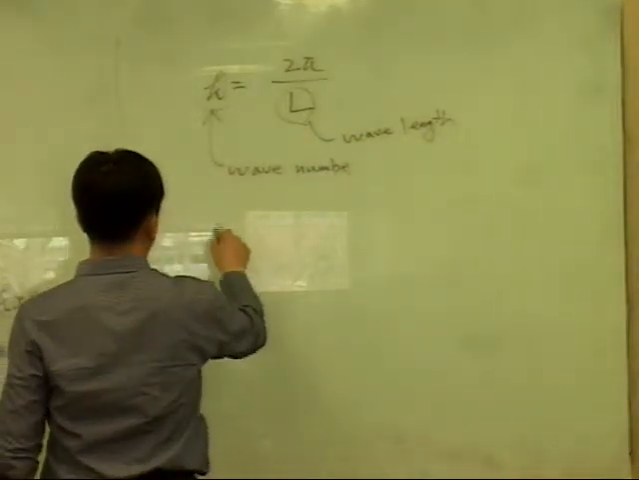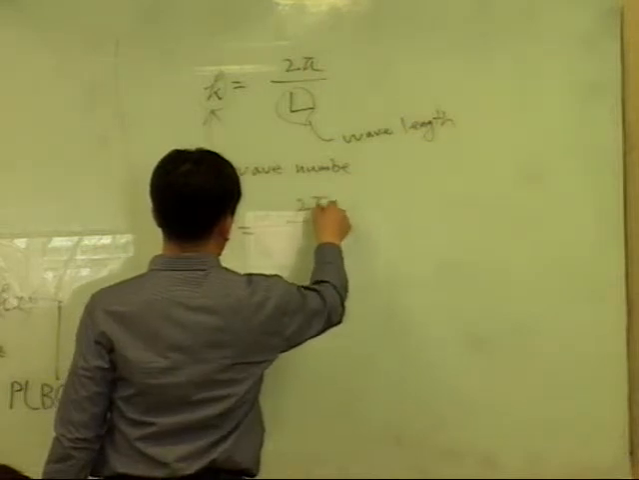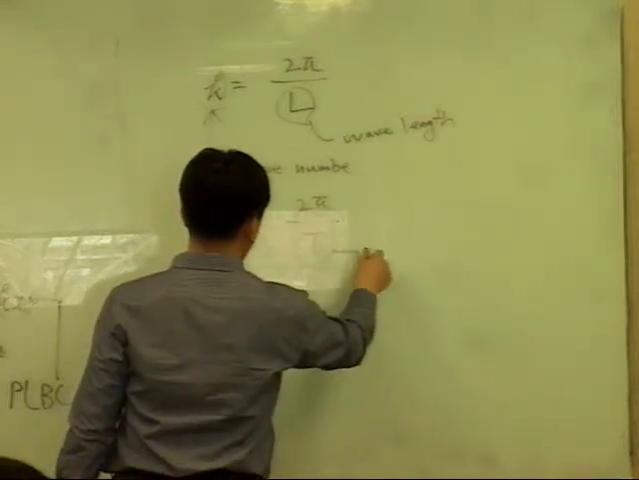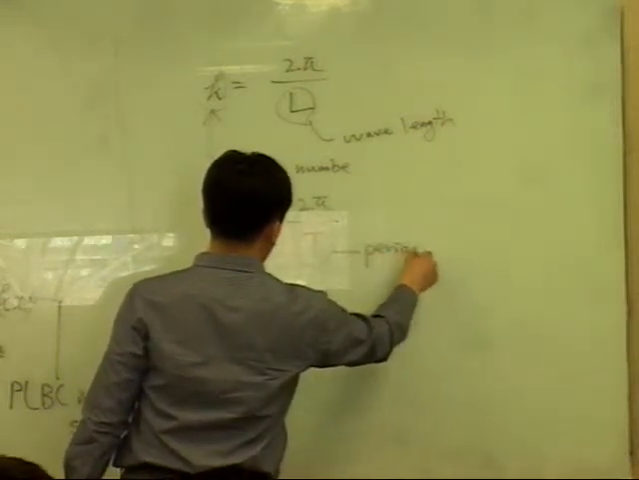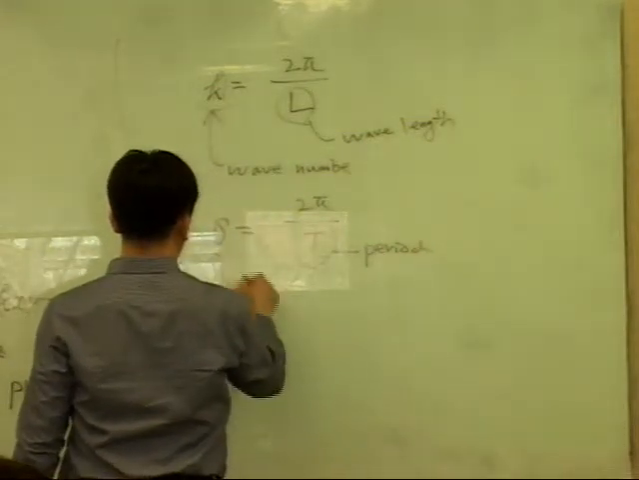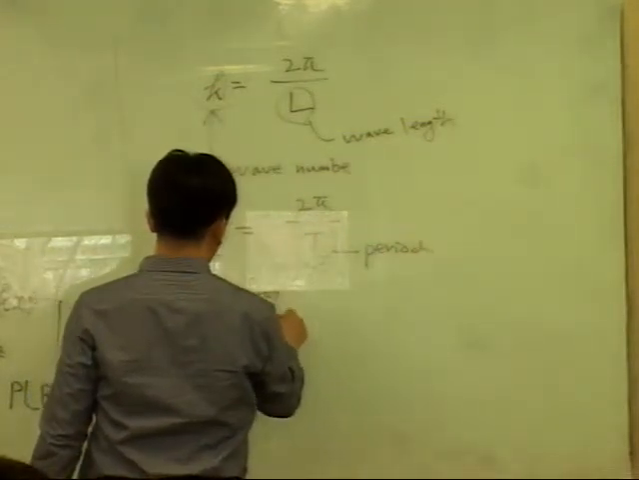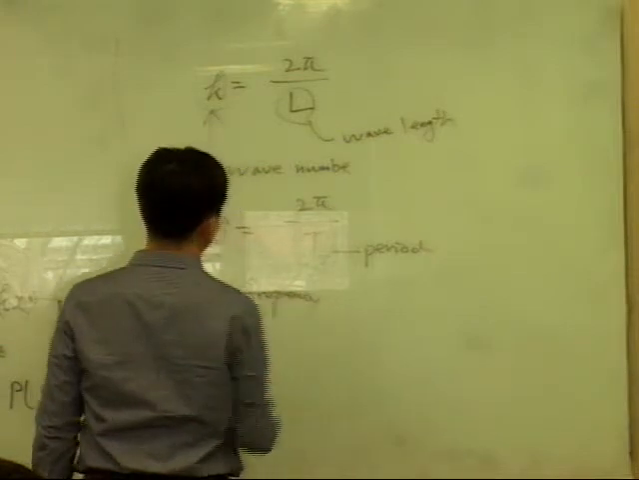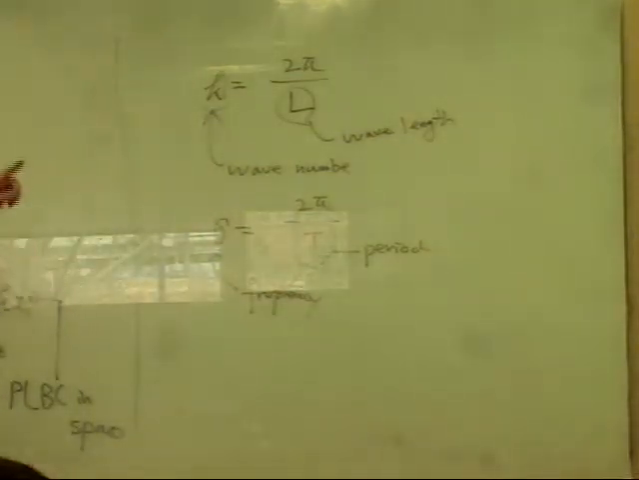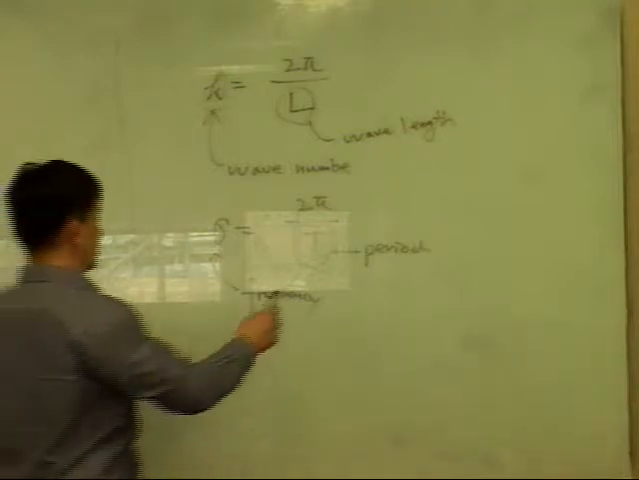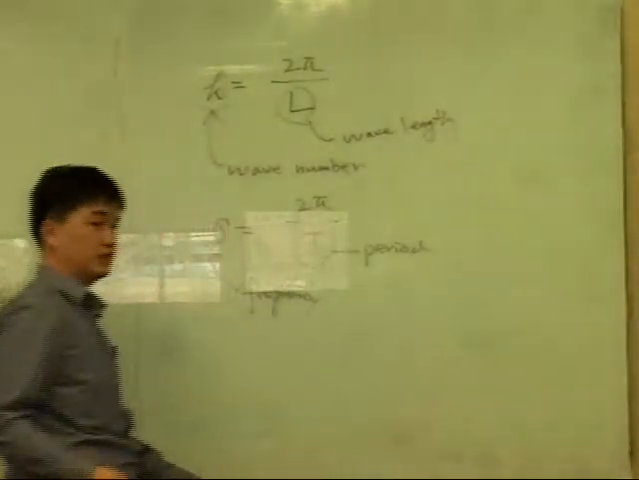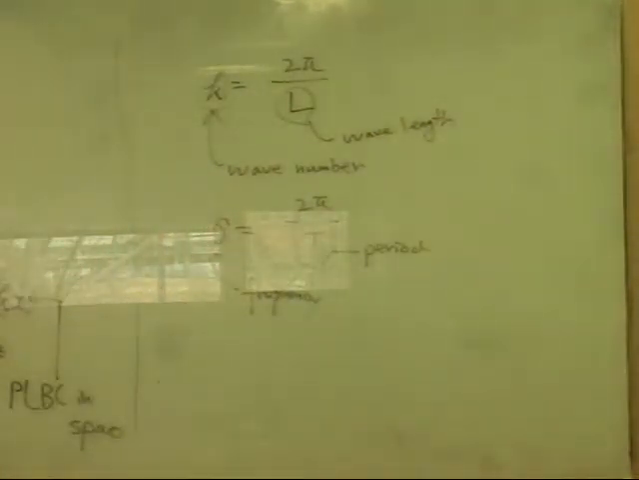So do you remember? Sigma was 2 pi over T. This is a period. Wave period, wave frequency. You should know about these four characteristics: wave number, wavelength, period, and frequency. Okay? Let me talk about that a little bit.